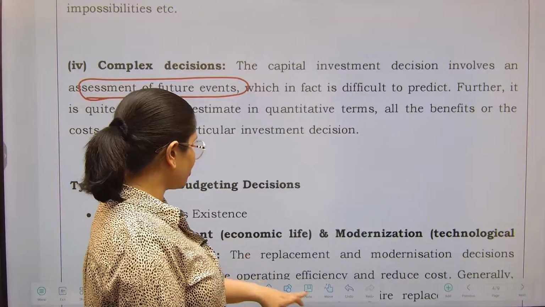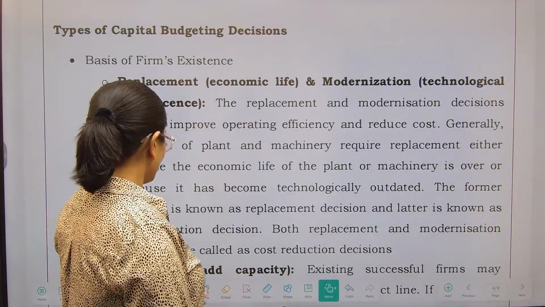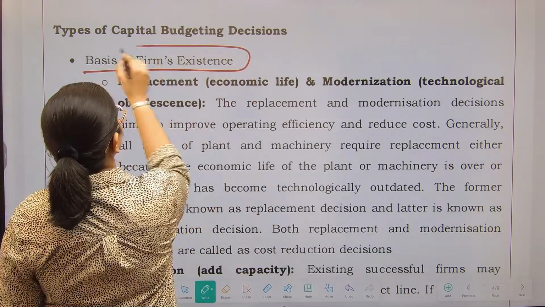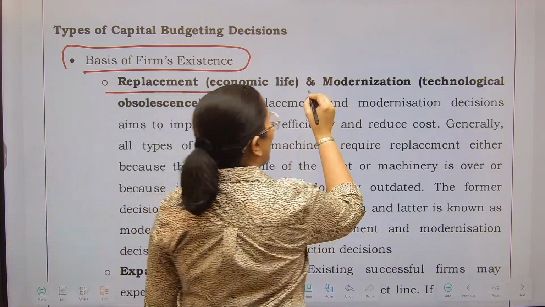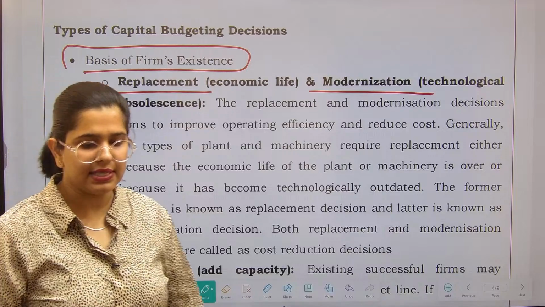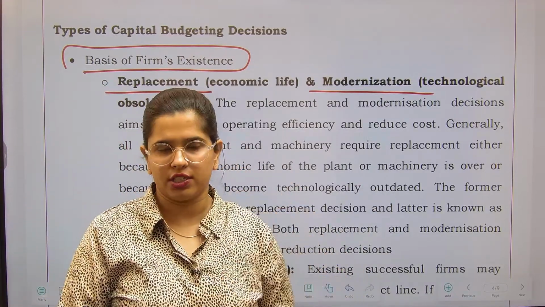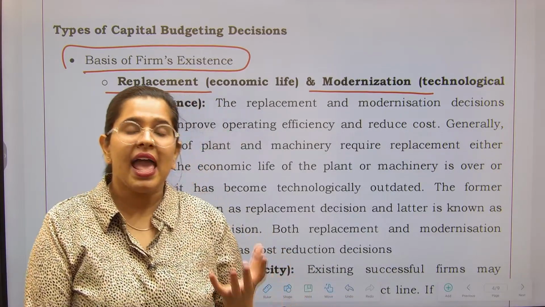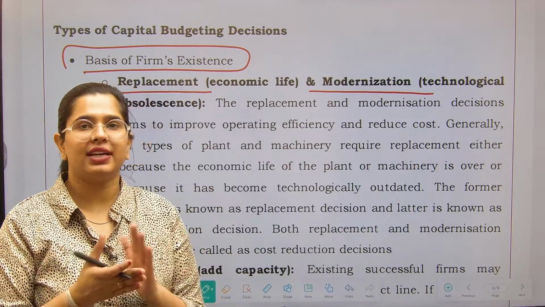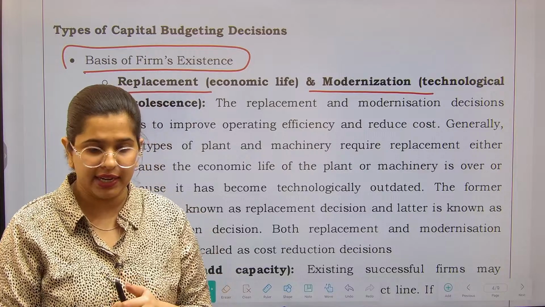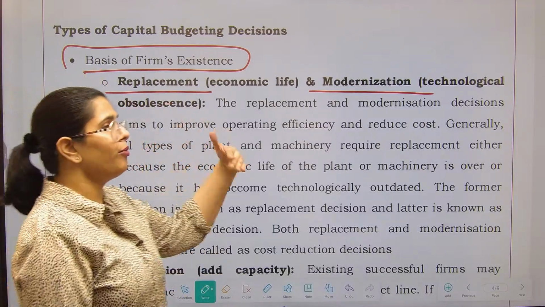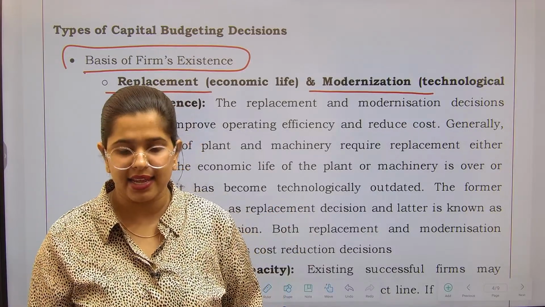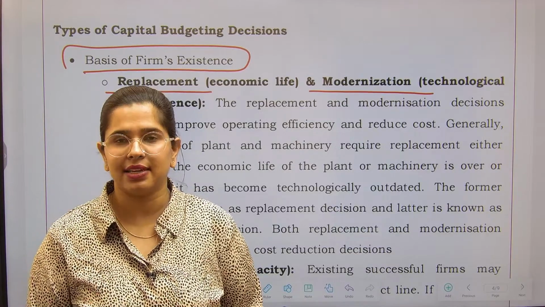Now next thing is we have types of capital budgeting decision. Number one, we have basis of firm's existence. You can have replacement decisions and modernization decisions. Many times it happens that we are already using a particular level of technology, but because the technological environment upgrades, you have to upgrade with the technology and bring new kind of machinery. Either you have to replace the existing machinery or you might have to modernize it. Both kinds of situations can exist, and that is why it calls for a capital budgeting decision or capital investment decision.